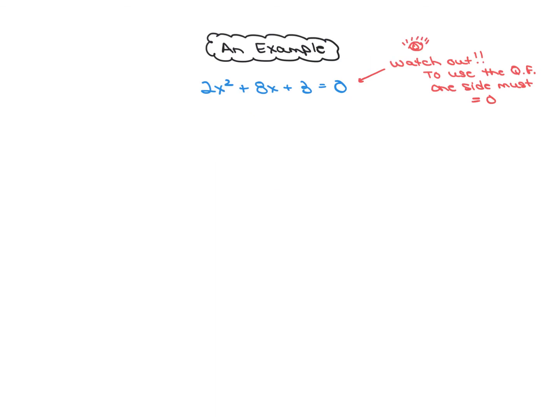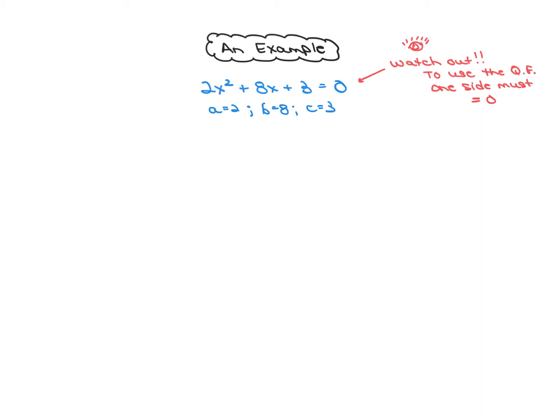Let's try an example just to see the quadratic formula in action. Watch out though. You can only use the quadratic formula if one side of your equation is set equal to 0. So that's always a first step to take. All right, so here we have a quadratic equation. For this, we know a is equal to 2, b is equal to 8, and c is equal to 3. Great, we can just decode that.